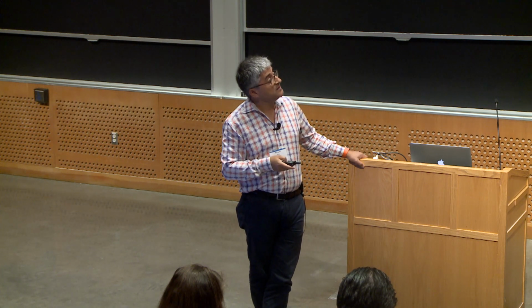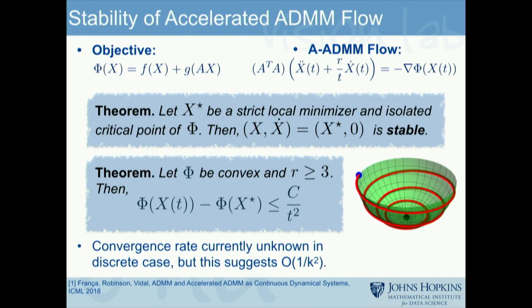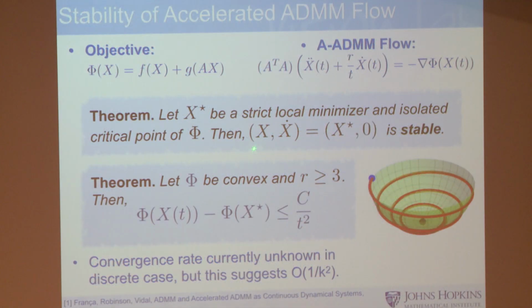For the accelerated method, you can do something very similar, and you can show the stability. Now you have two variables, x and x dot. The equilibrium point is the minimum and 0 for the velocity. Notice that I've got the word stable here. For some technical reasons, you cannot prove asymptotic stability of this second order equation. You only get stability. You need to assume a little bit more about the objective function in order to get stability. And again, the same type of result is obtained for the convergence rate, 1 over t squared.